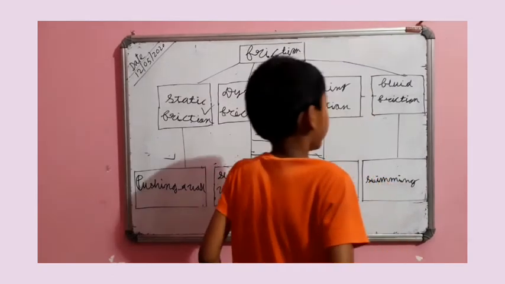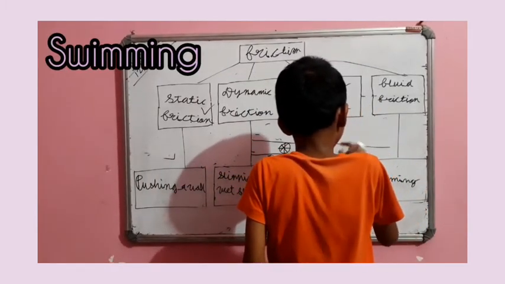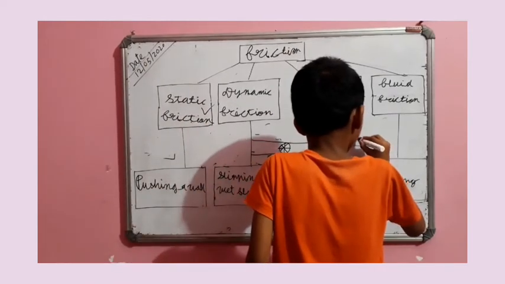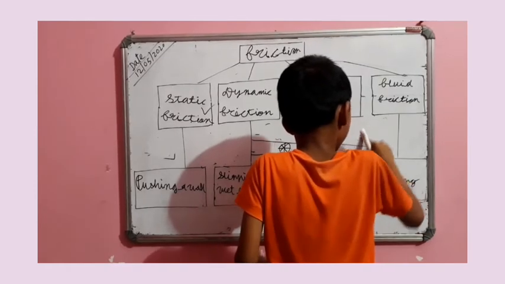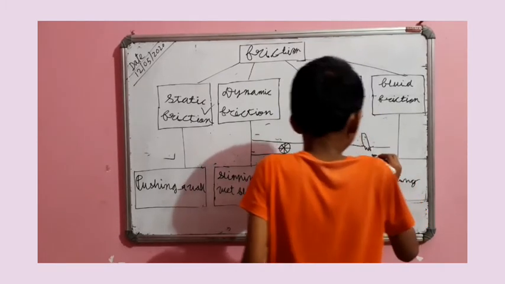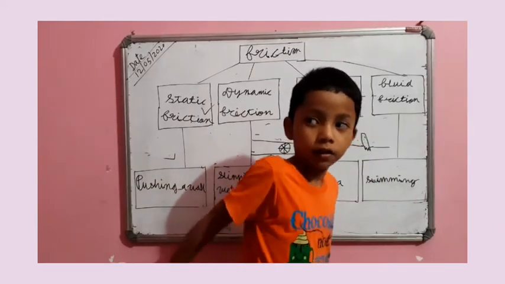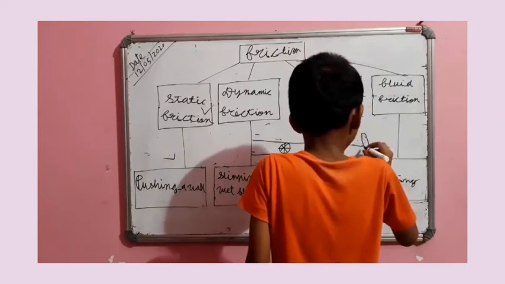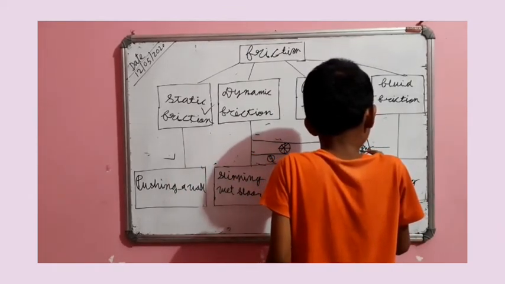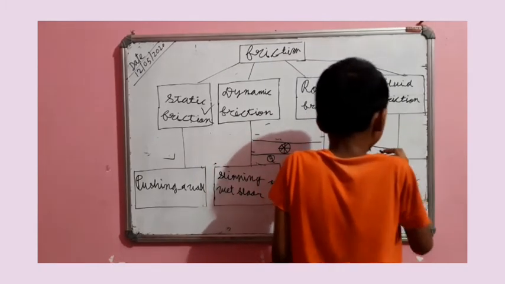Now the last one, that is fluid friction. Fluid friction means swimming. Now when you swim on your left hand, now when you swim on your right hand, the hand goes to the water. Now it pushes. The hand goes backward like this. At the front it has less air to push it, and more at the back.